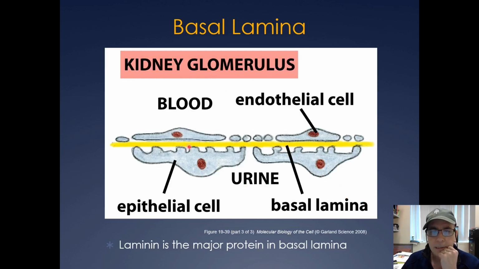In the kidney, it goes between the blood and the endothelial cells, and then you'll have your epithelial cells and your basal lamina here. This is what separates the blood from the urine, and these can be attached so certain ions can pass and other things can't. And the major protein of the basal lamina is a protein called laminin, which we'll see in a second.